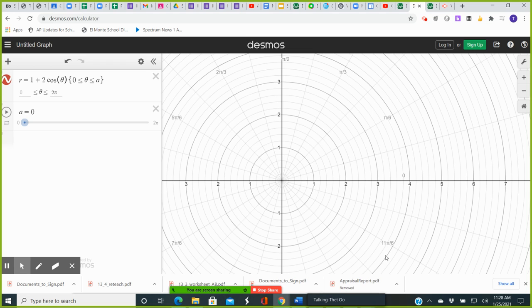So here we're taking a look at the polar equation r is equal to 1 plus 2 cosine theta. And we want to go ahead and look at the graph of this polar equation. And we want to start at theta is equal to 0.